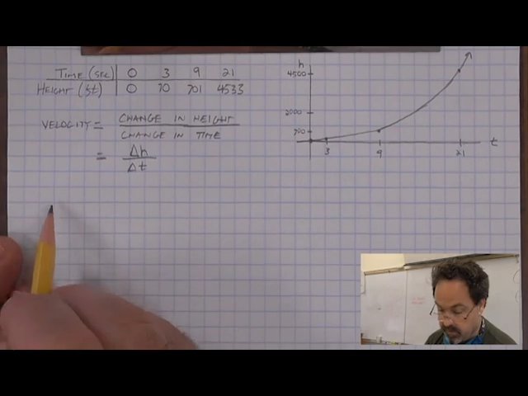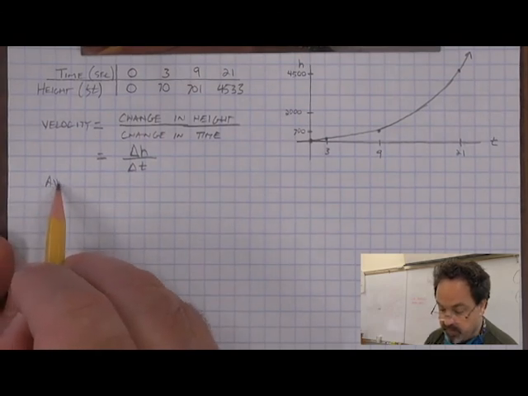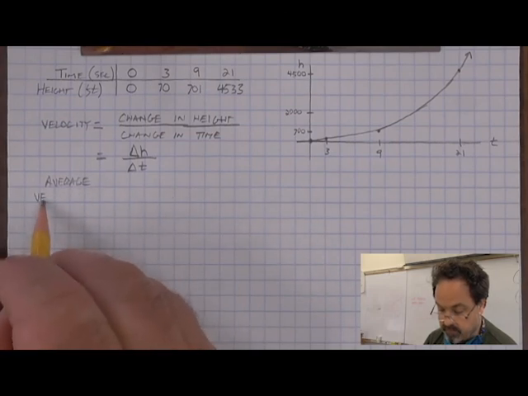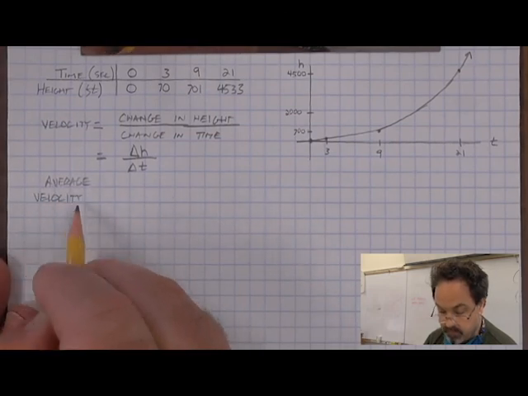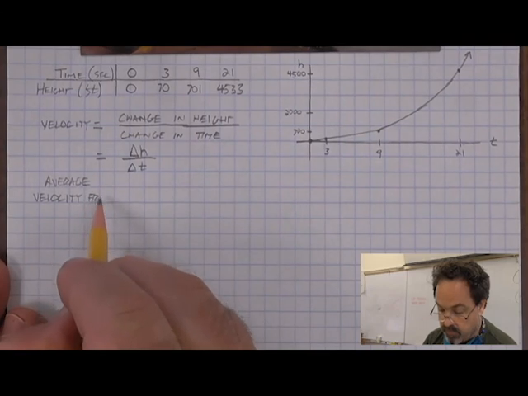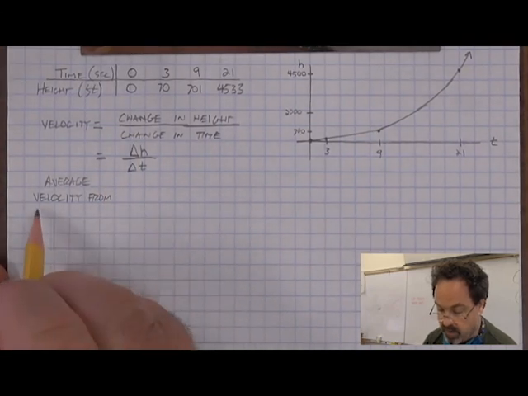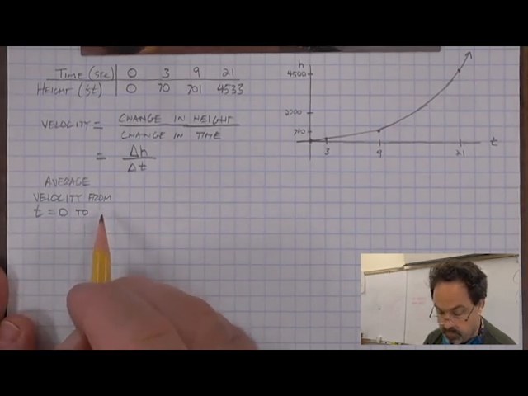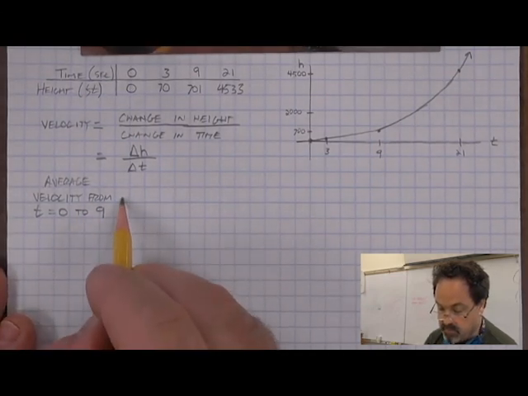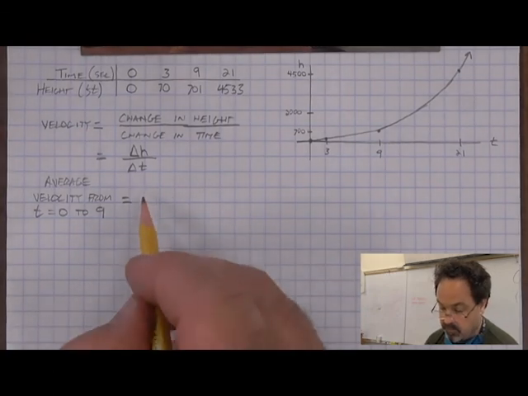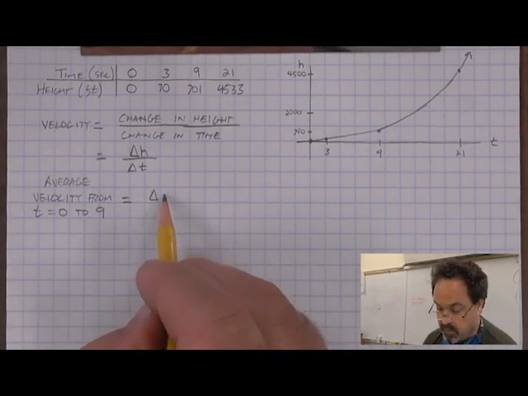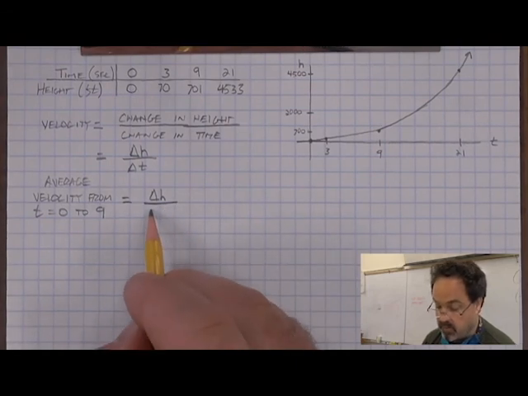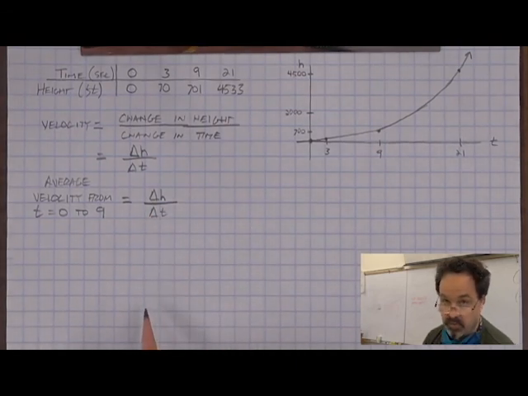We're going to calculate the average velocity, and we have to pick a couple of data points, from t equals 0 to 9. This calculation is going to come from calculating the ratio change in height, how much the rocket moves up, divided by the change in time, how long it takes to move up.